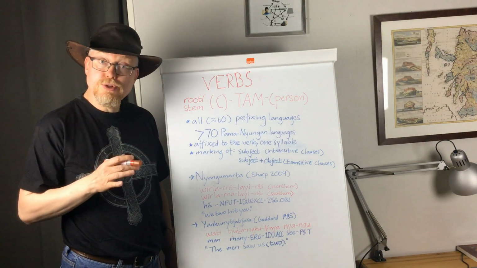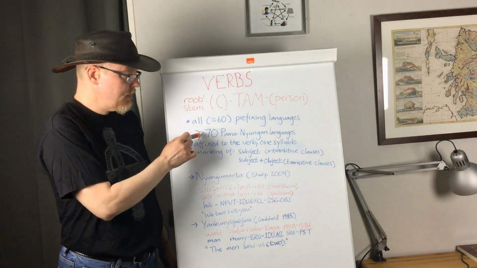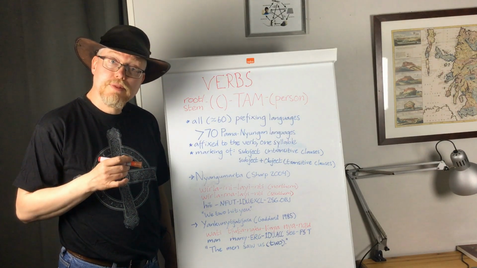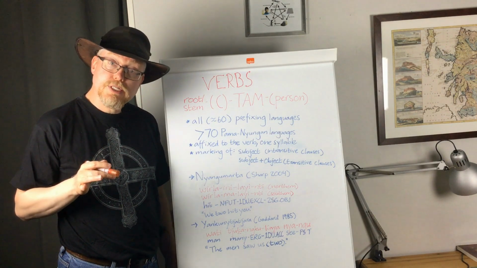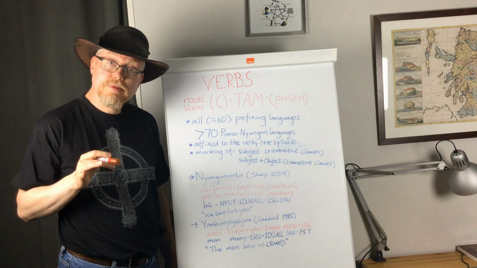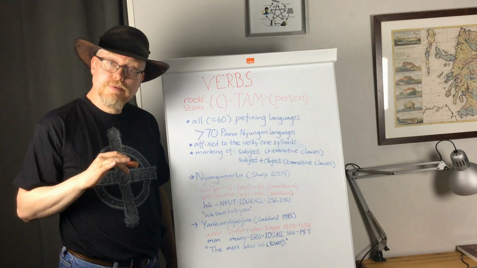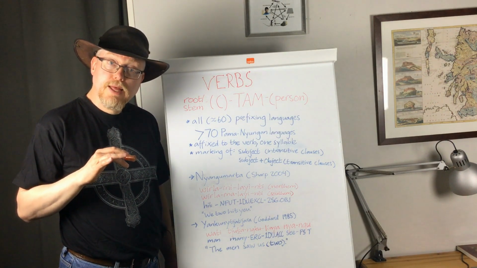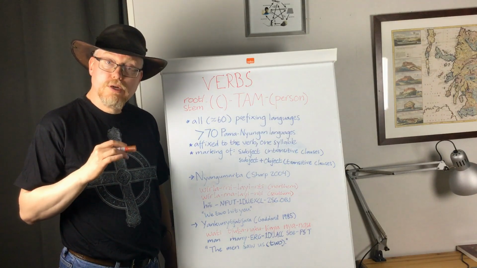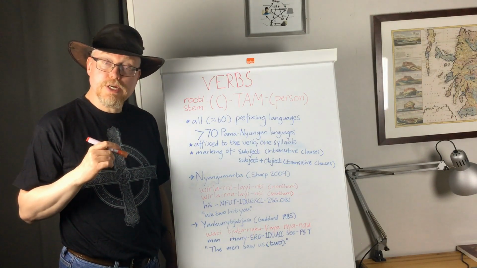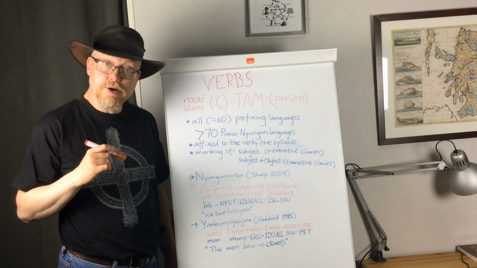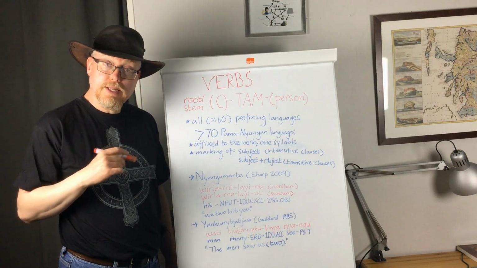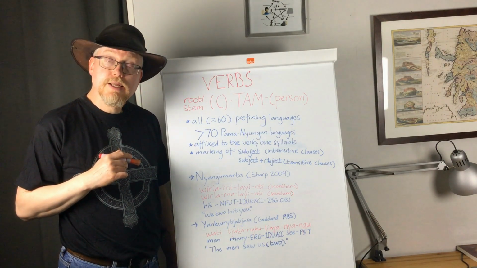But we need to note here that when we say more than 70, there were a number of Pama-Nyungan languages that were spoken at one point and that disappeared quite early on in colonial times, and for which we have no or next to no information about grammar. So there may have been more languages in Australia like this.